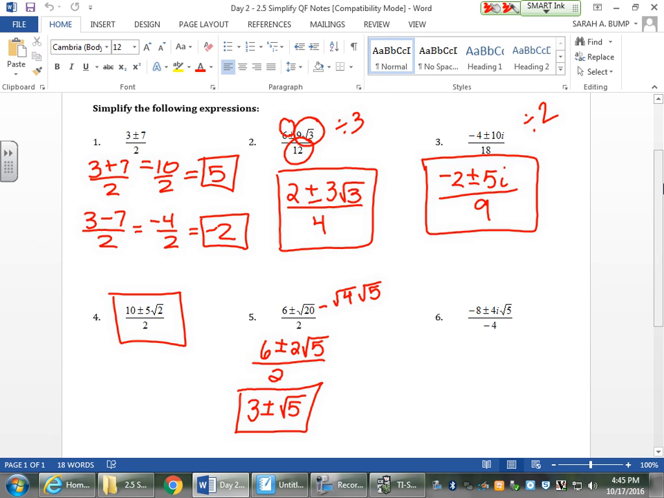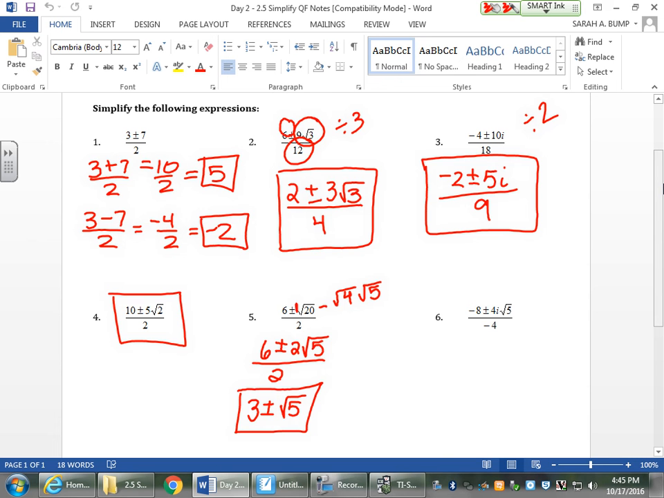If you look at the original problem again, you would not be able to divide by 2 right away because technically the number in front of the radical 20 is a 1. And 2 does not go into 1, even though 2 goes into 6. So you would not be able to simplify that from the beginning, but you could after you broke apart the radical 20.